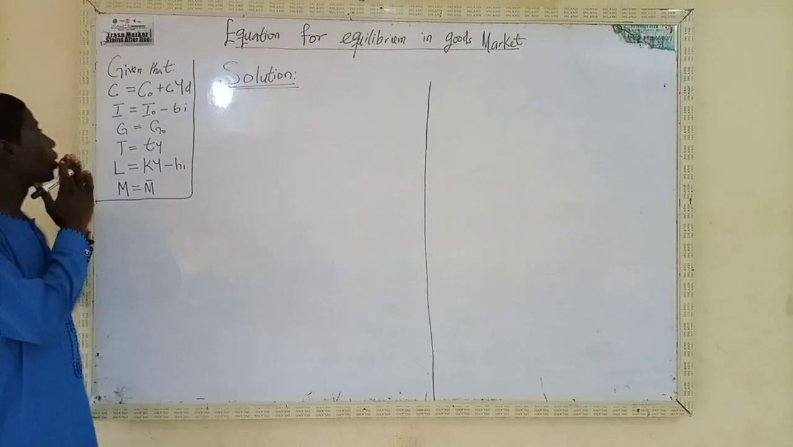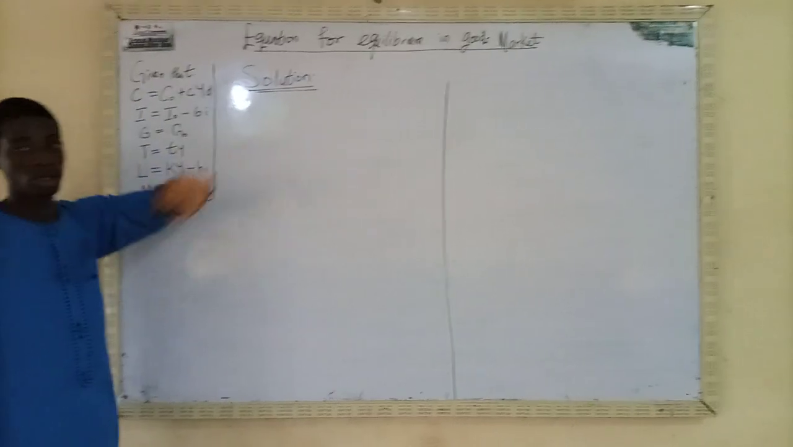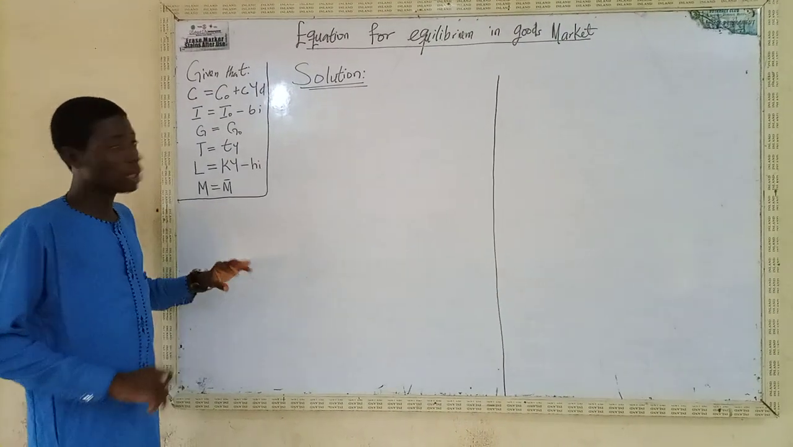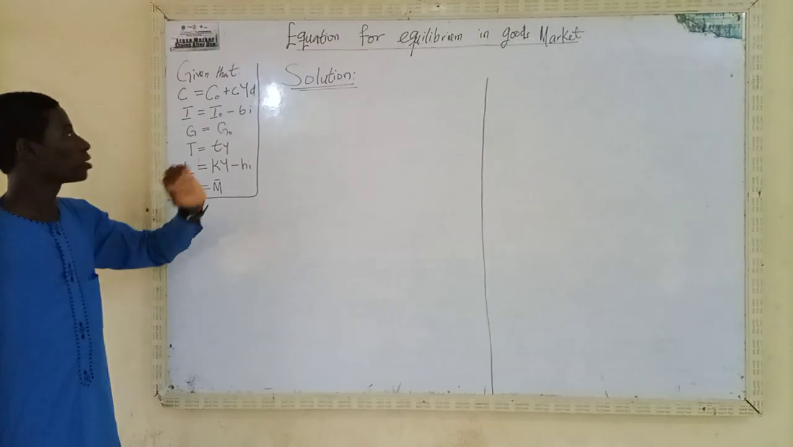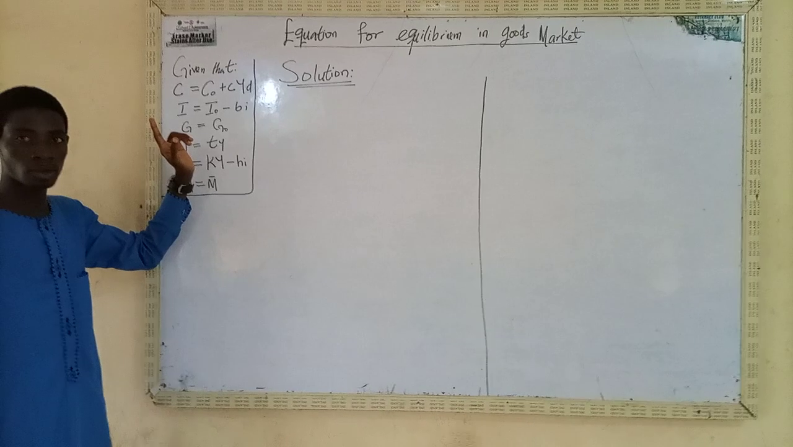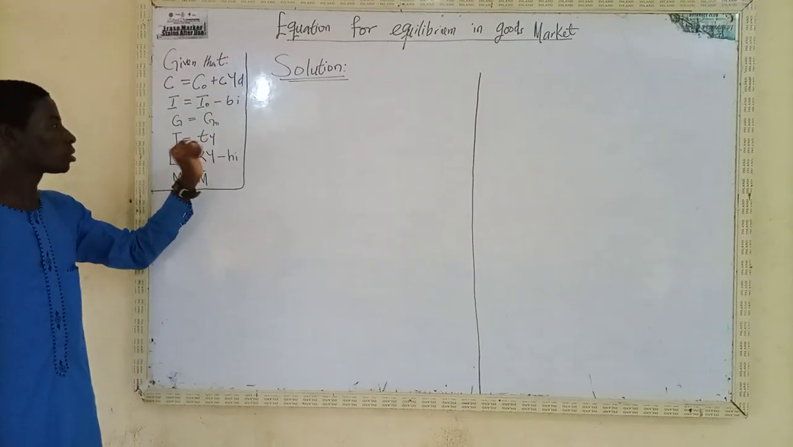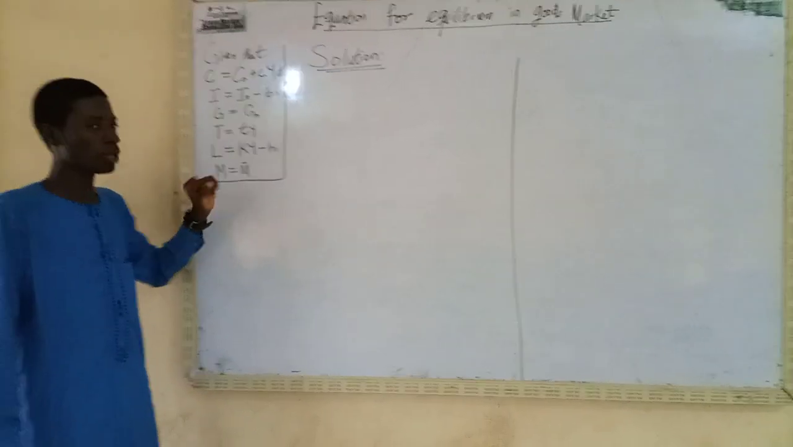Right here we have the equation for equilibrium in the goods market, which is under IS. So we are here to derive the equation that represents the goods market: consumption, investment, government expenditure, tax, and here is the demand for money and supply.